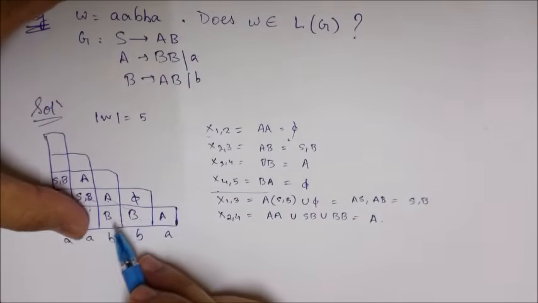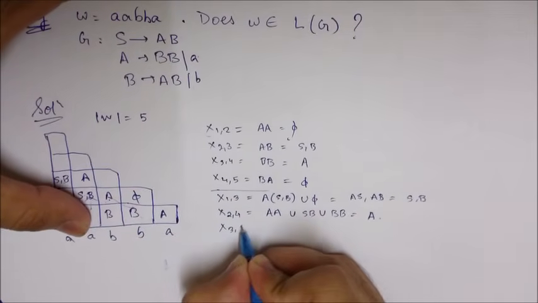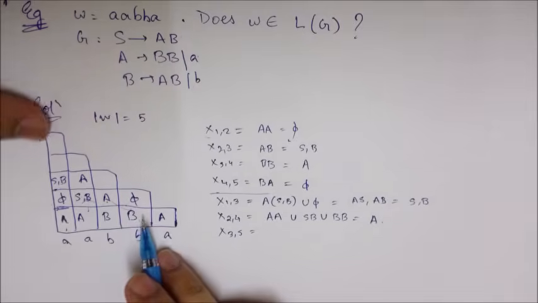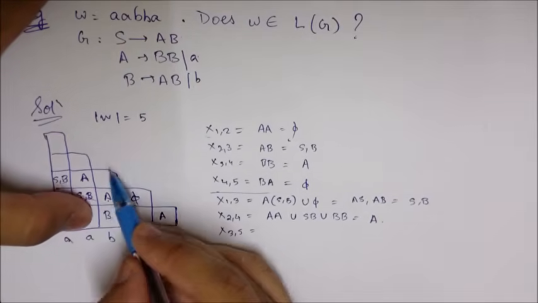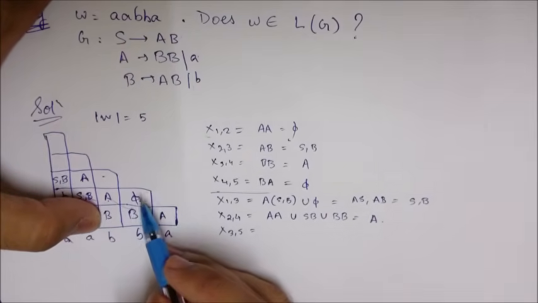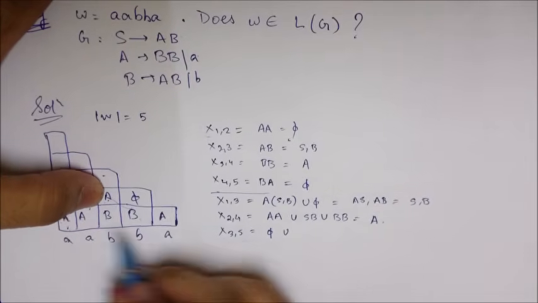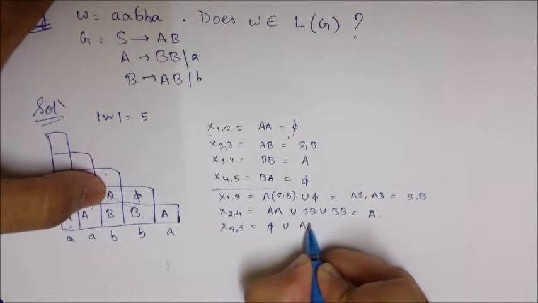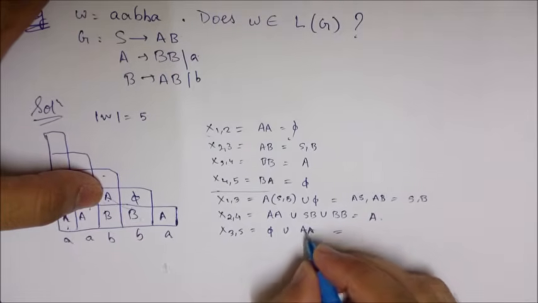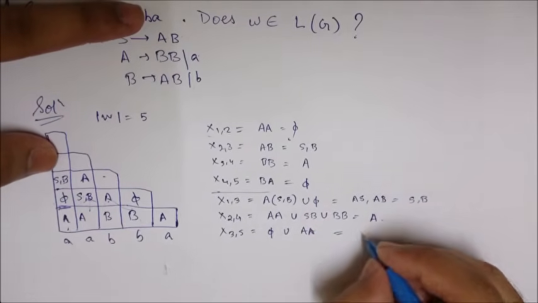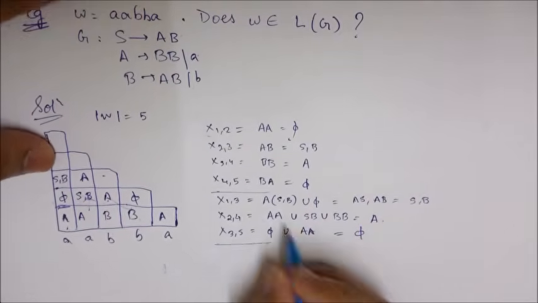Now the next value x of 3 comma 5 equals B into 5, which is 5 union A into A, which is double A. Now this is equal to double A is not there anywhere in the productions, hence 5.